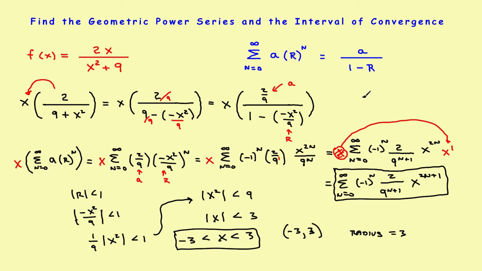So anyway, follow those steps, and there's a third example of how to convert a rational function into a geometric power series. And we'll do one more in the next video. So far, in the first 3 videos, all the series were centered at 0. In the last video, we'll do a couple of examples where the power series is centered somewhere other than 0.